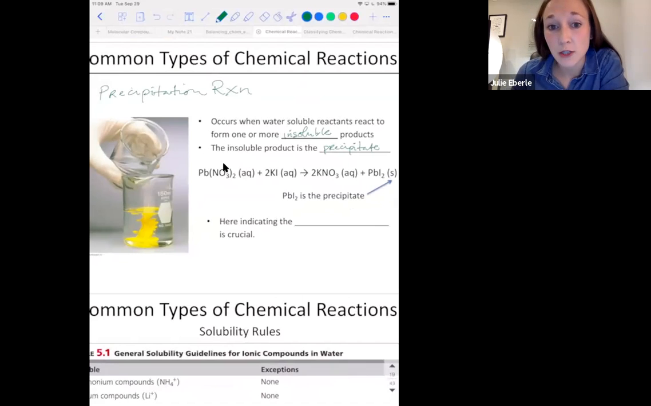We have a solution of lead nitrate. That is this right here. Pb is lead. NO3 minus is a polyatomic ion, you should know, nitrate. So we have lead nitrate. And what does aq mean? Anybody remember from last week in the videos?